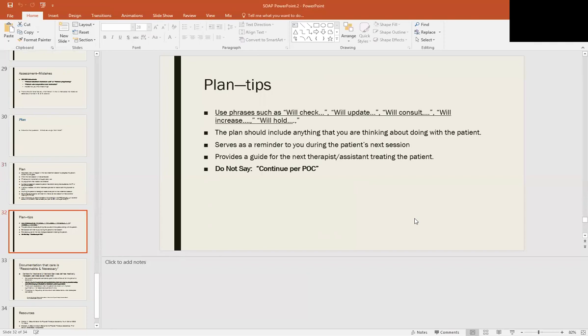You can say continue per plan of care and will progress strengthening with the lower extremity and working on going up and down stairs with holding on to only one hand railing versus 2. Or maybe you're going from a walker to a cane. That's what you want them to work on. You need to say how you're going to progress them.